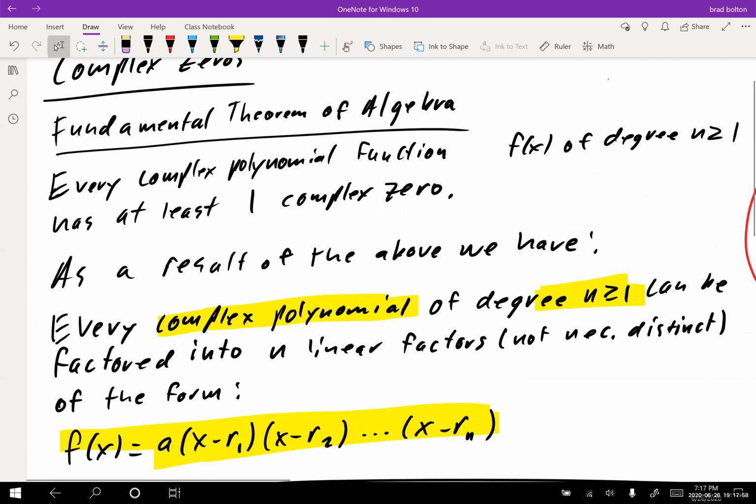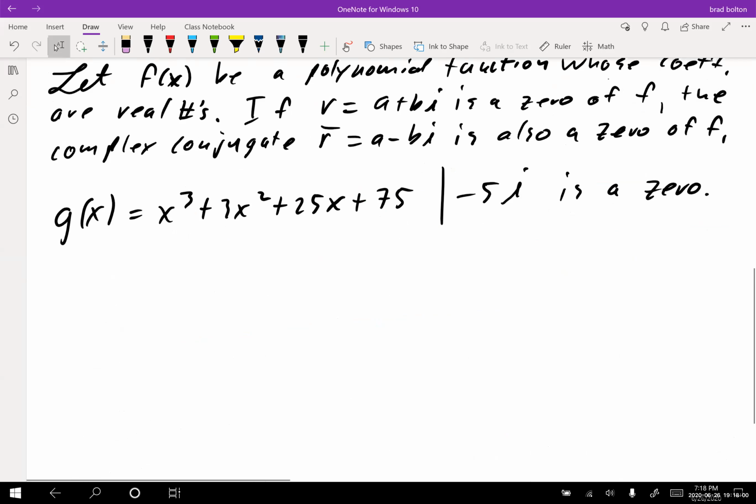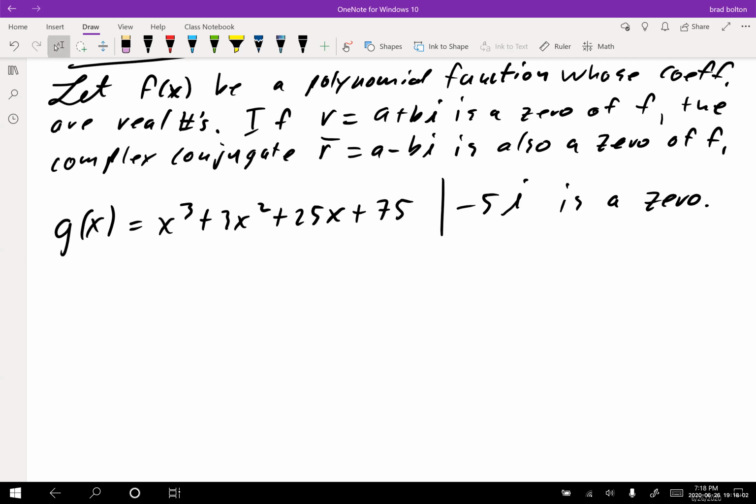So that's something we'll discuss a little bit in calc, and we can discuss it in this class if you guys want to talk about it in a meeting or something.